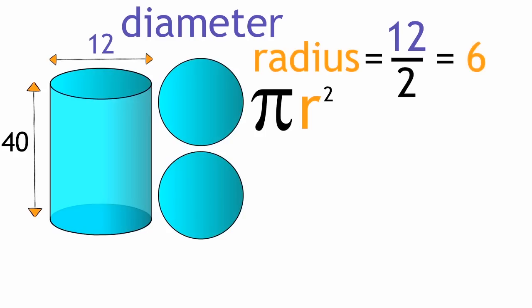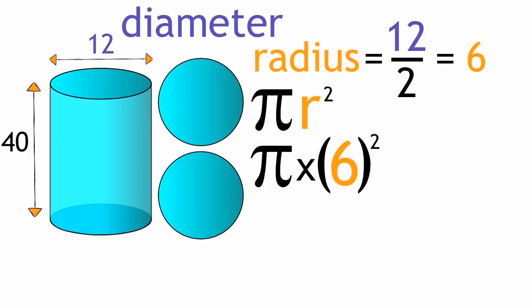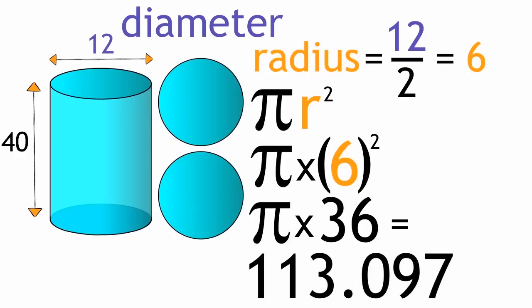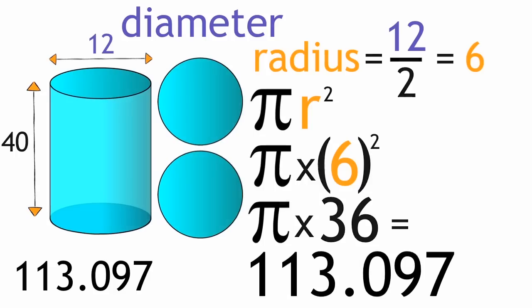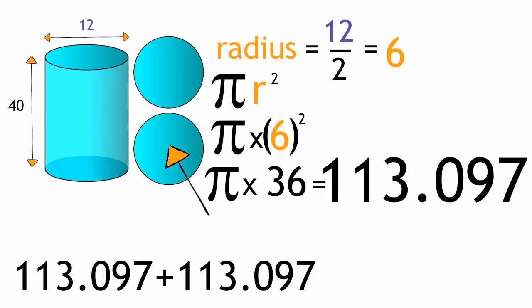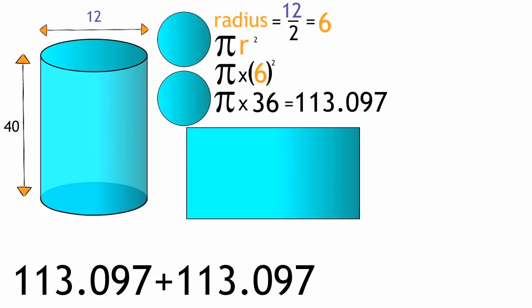So pi r squared is going to be pi times 6 squared, which is pi times 36, which is about 113. And then there's two of those, because that's here and here from the top and the bottom. So I want two of those. So at the bottom we've got 113.097. And then I need the rectangle bit.